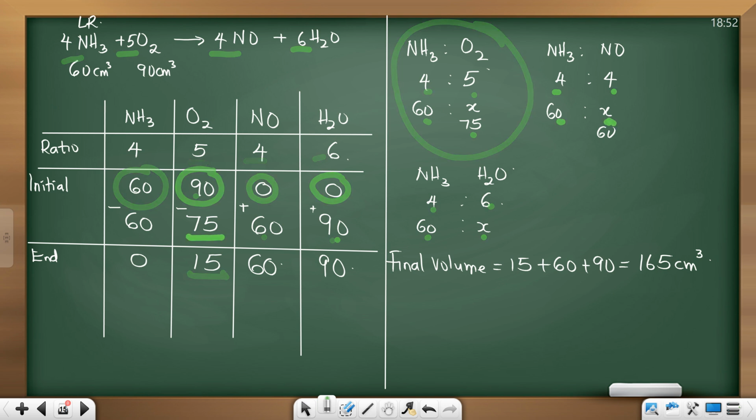So what do we have? We're forming 15, we're forming 60, and we're forming 90. So the total volume of gas, 15, 60, 90. Do you know why? This one has been used up. It is a limiting reagent. It has finished. This one is excess because combustion happens in excess oxygen. I hope we're good, everybody. So this was last week. We used the table.